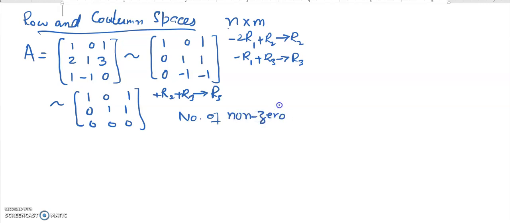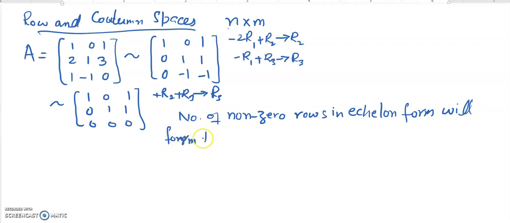So the non-zero rows in echelon form will form the row space. Okay, so that means the row space of this matrix is the first two rows in the echelon form. This row space will then be represented in the form of a set of vectors.